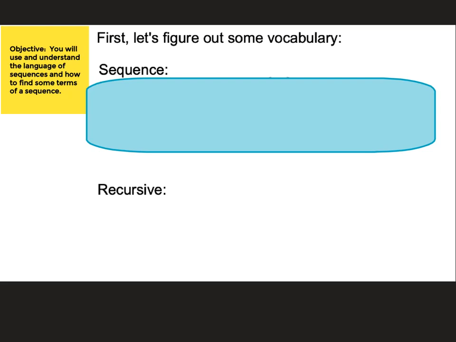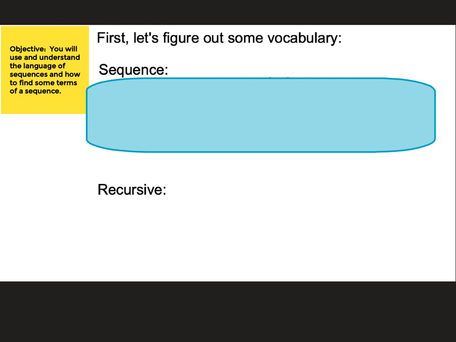Alrighty, my friends, and so begins the adventure into Sequence Land and series. We'll get there too. So our objective today is to understand and use the language of sequences and how to find some terms of a sequence. So it's kind of an intro piece here. Let's figure out some vocabulary. I have a block there to block what the words are.